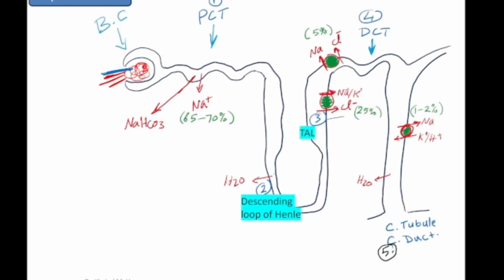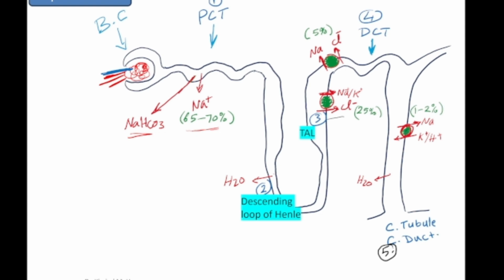Okay, looking further in detail at what happens in the nephron, we can look at the details for the PCT, the proximal convoluted tubule. Number one, this part of the nephron is responsible for reabsorption of sodium bicarbonate. So we need to remember that. The question now: which part is responsible for sodium bicarbonate? The proximal convoluted tubule. This part is responsible for the absorption of 65 to 70% of sodium in the nephron.